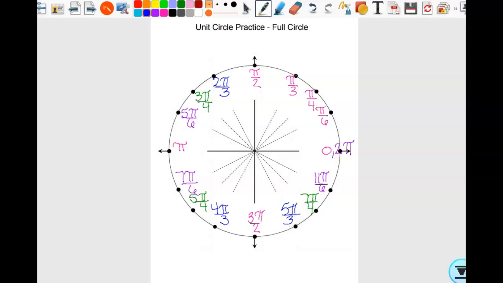What is the reference angle for 5 pi thirds? Shortest way back to the x-axis. What's the reference angle? Pi thirds, right? Didn't I go here and back up pi thirds? My reference angle is pi thirds. My reference angle for 5 pi fourths, right?